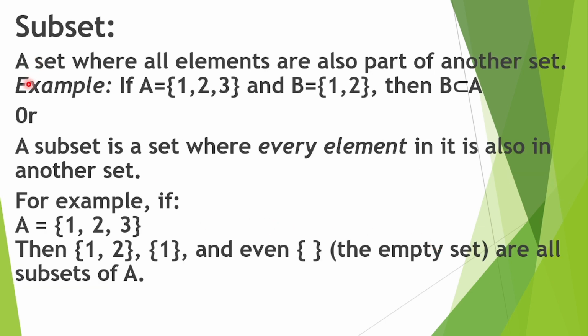Subset. A set where all elements are also part of another set is called a subset. For example, if A = {1, 2, 3} and B = {1, 2}, then B is a subset of A because all the elements of B are present in set A. Or you can also say a subset is a set where every element in it is also in another set. For example, if A = {1, 2, 3}, then {1, 2}, {1} and even the empty set are all subsets of A.